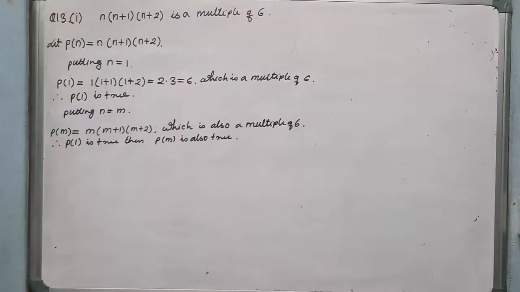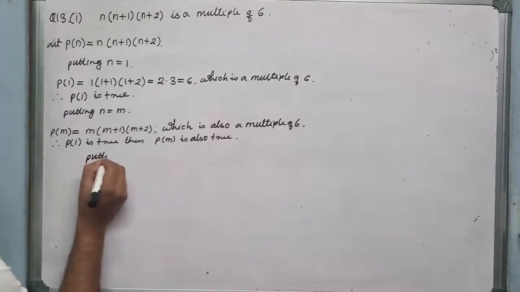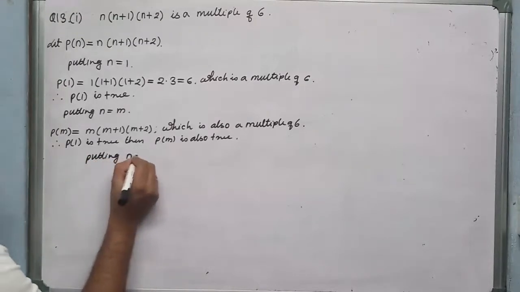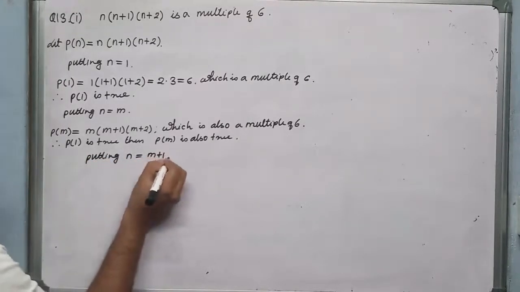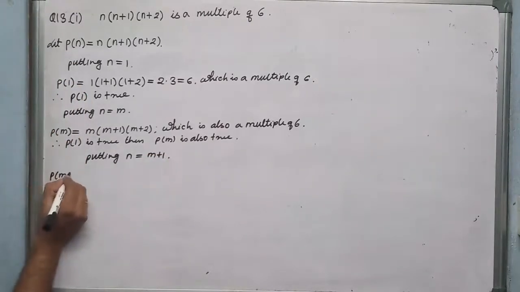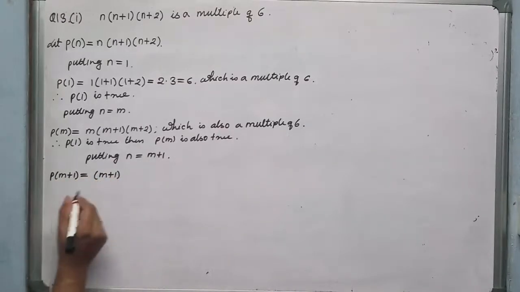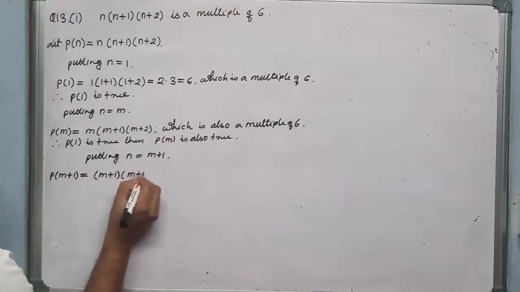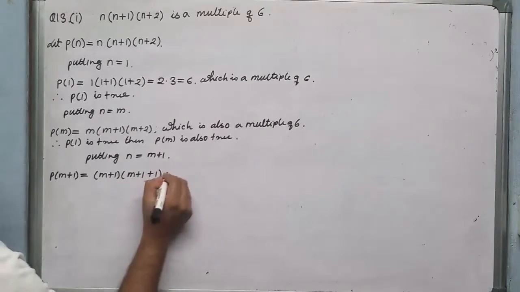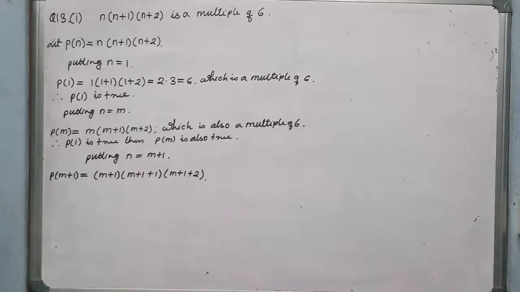I'll substitute n is equal to m plus 1. Whether it is a multiple of 6 or not, that you have to verify. Putting n is equal to m plus 1, now I'll substitute over here. Pm plus 1 is equal to m plus 1 plus 1, then m plus 1 plus 2. You have to prove this is a multiple of 6.